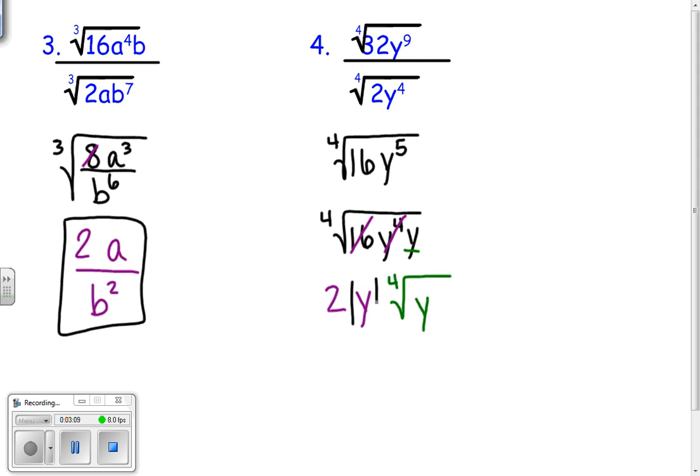Don't forget you do need absolute values because you started even and ended odd, and you need an index of 4.